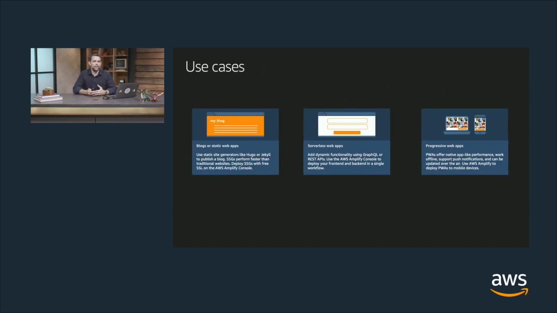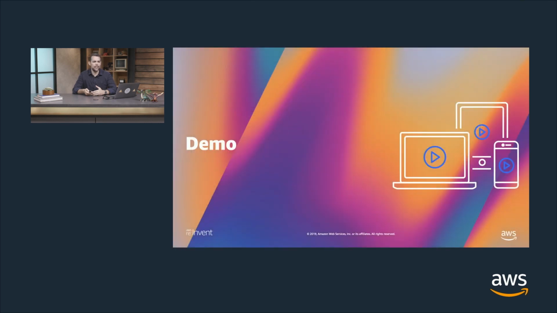Amplify console is perfect for full-stack serverless web applications, static sites generated by Hugo, Jekyll, or Gatsby, as well as progressive web apps, which offer mobile native-like performance, work offline, and can be updated over the air to mobile devices. So let's take a look at another demo.